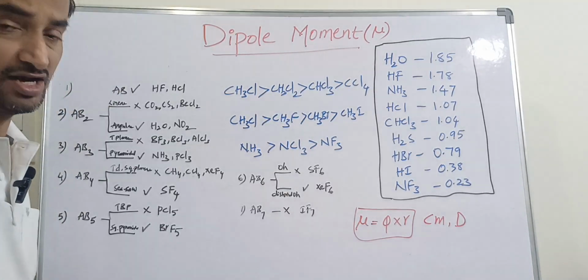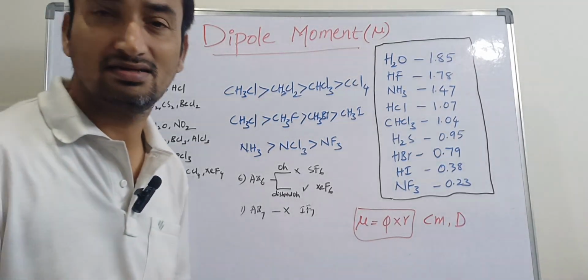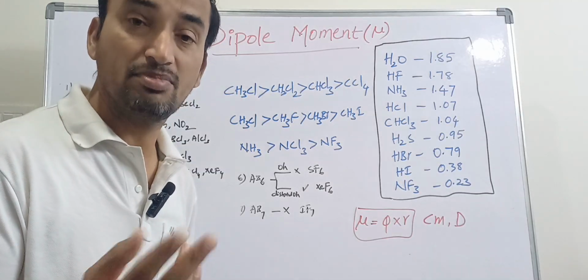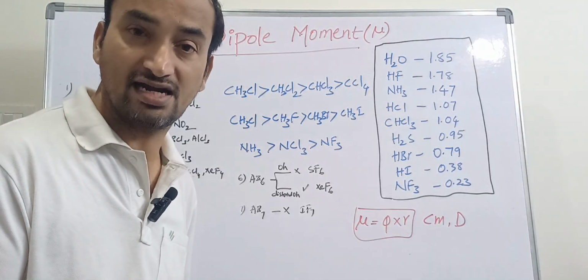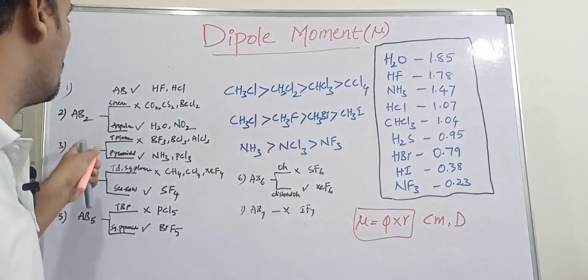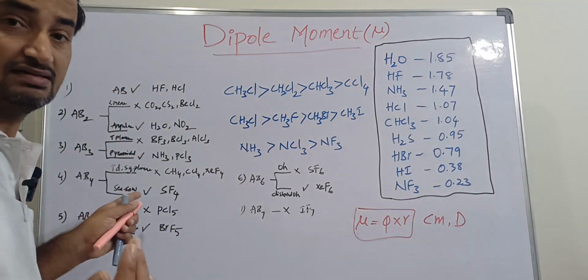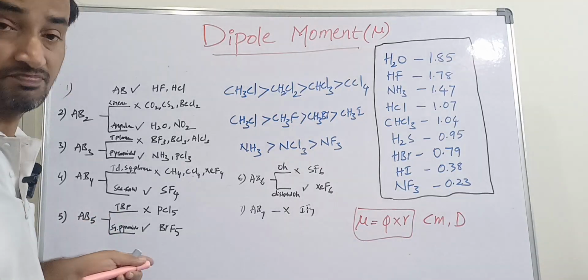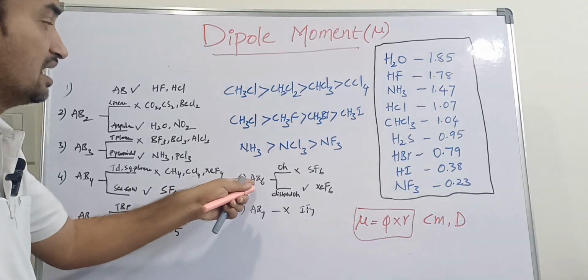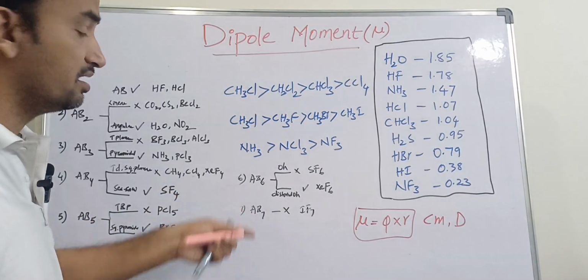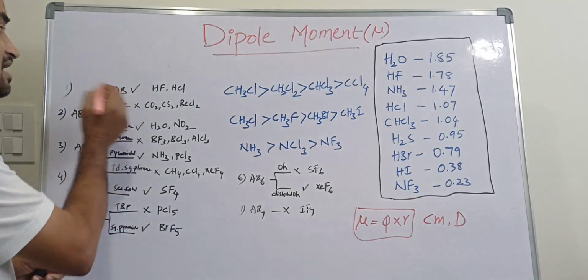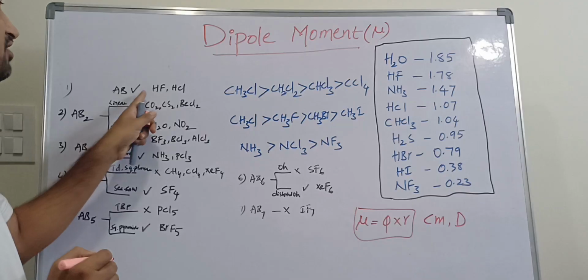We'll see different types of molecules. Like AB type molecules, that is diatomic molecules; AB2, triatomic; AB3, tetraatomic; AB4, pentaatomic; AB5, hexaatomic; AB6, heptatomic; AB7 type. Okay, so like this. Now first we'll see the AB type, that means two different atoms.